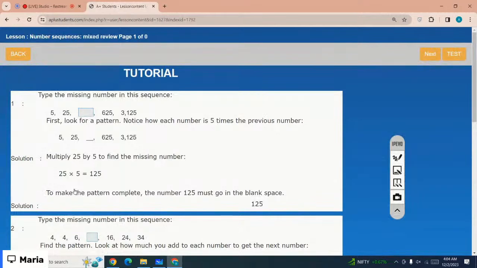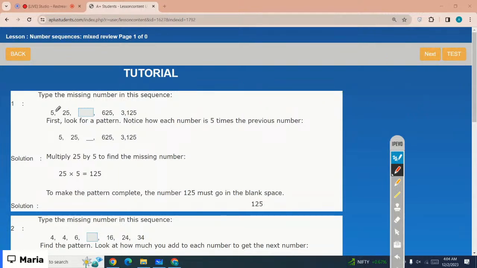Okay, type the missing number in the sequence. So one of the numbers is missing in the sequence. You have to find the missing number. So how do you calculate the missing number? First you have to identify the pattern in the sequence, like how the sequence is increasing, right? So just look at these numbers.